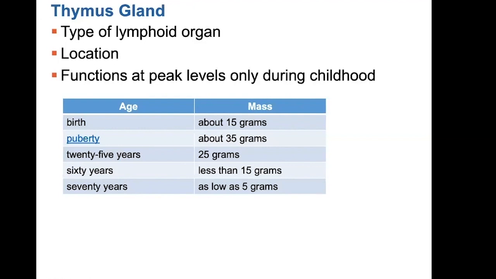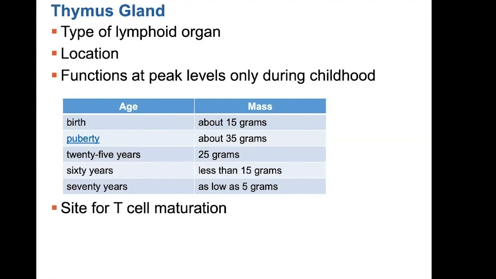Take a look at this table. Notice that between birth and puberty, the thymus increases in mass. It is growing. After puberty, though, it begins to decrease. At 70 years of age, the thymus has atrophied to only 5 grams. For this reason, elderly have lower immune responses than the young.